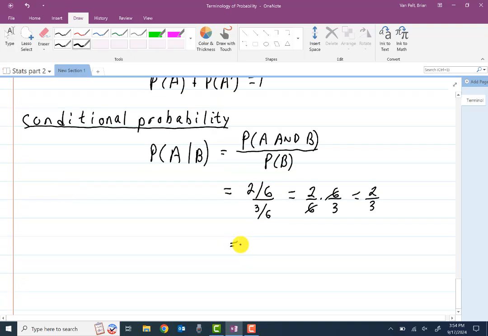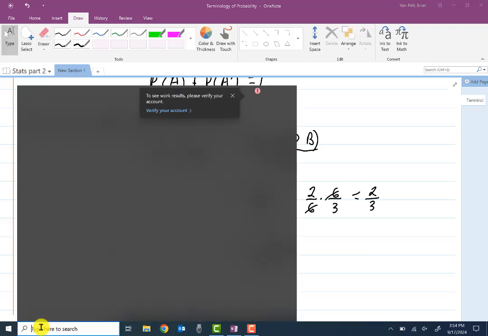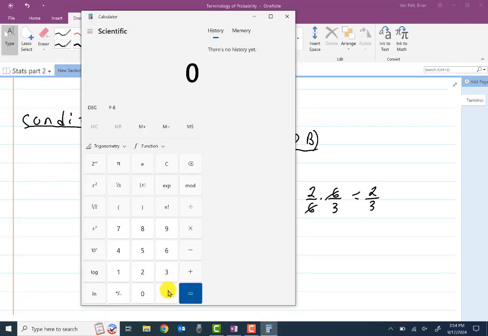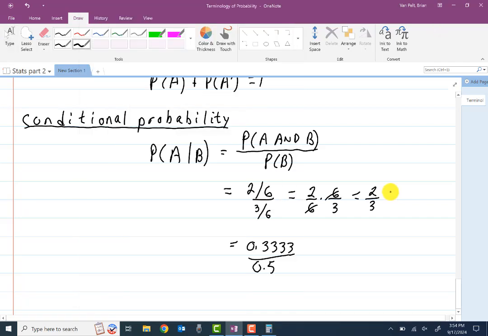You could otherwise have done it this way, 0.3333 and 0.5. Let me go and grab a calculator real quick. I'm only insisting on 4 decimal places of accuracy in this course. And you can see this is the same here because this is 0.6 with a bar over it. But to 4 decimal places, we have that.